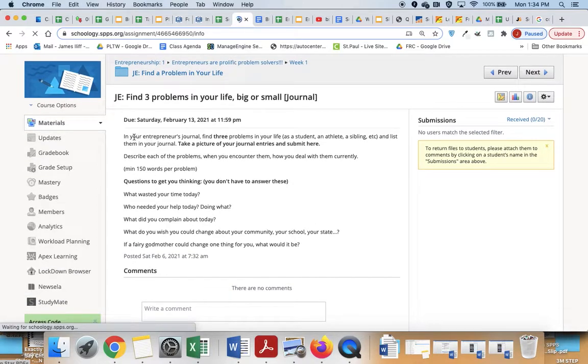In your entrepreneurial journal, find 3 problems in your life as a student, an athlete, a sibling, etc., and list them all in your journal. Once you're done, take a picture of your journal and submit it here. For each of these problems that you find, I want you to describe each problem, when you encounter it, and how you currently deal with it. You overcome them somehow right now, so describe how you deal with them. Each of the problems should have about 150 words dedicated to it.